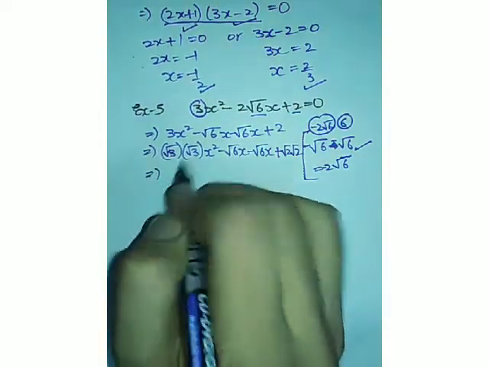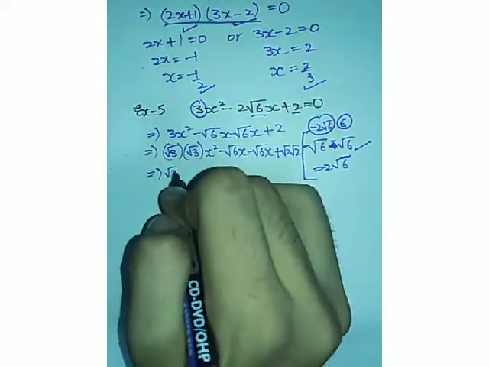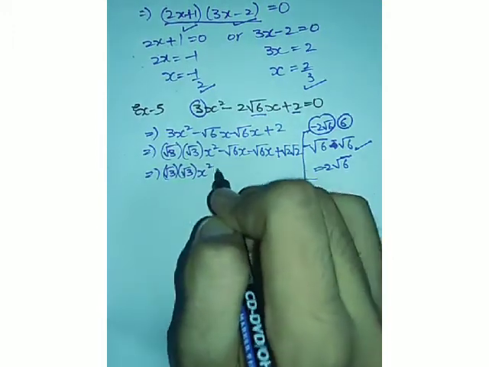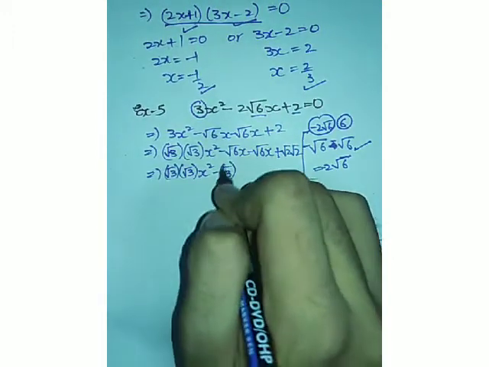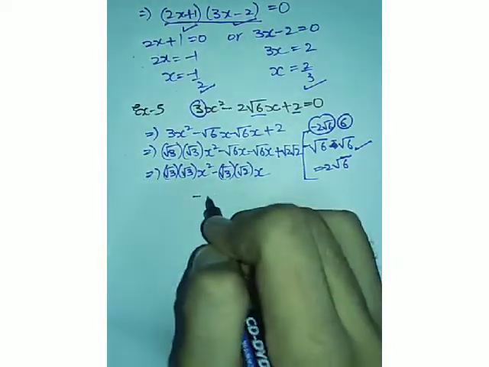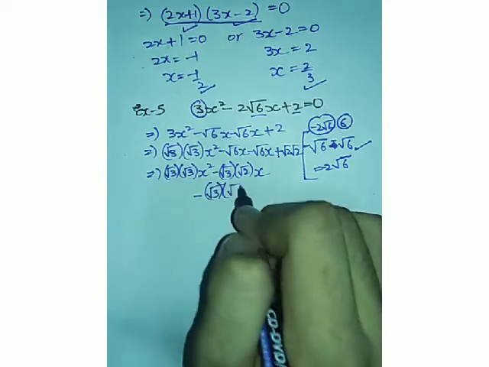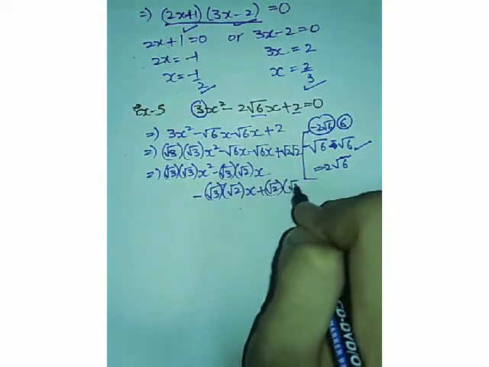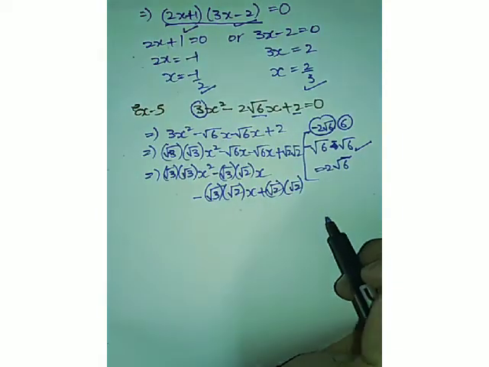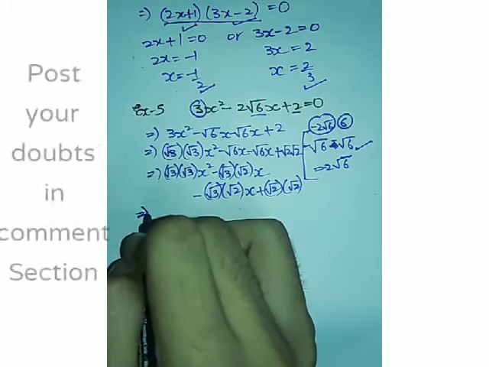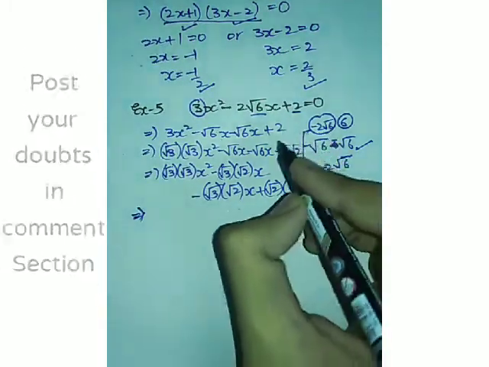Now here change this: root 3 multiply root 3x square. You can write root 6 as root 3 multiply root 2, and x again minus root 3 multiply root 2 x, and plus root 2 multiply root 2. You just have to run your mind a bit in this sum, because taking common factor out of sums of this kind is not an easy task.